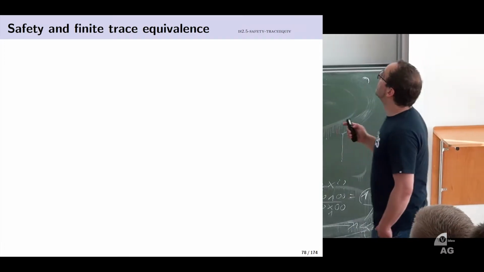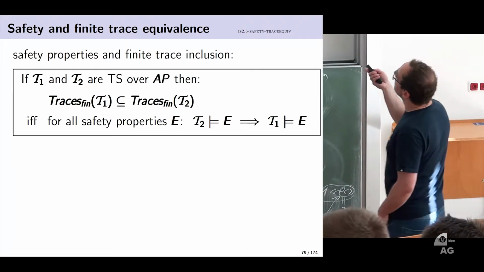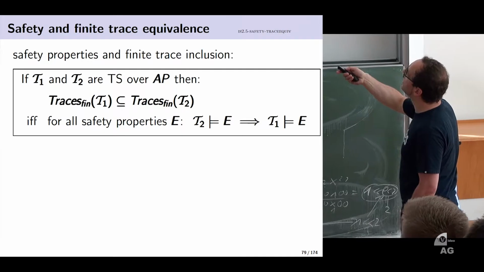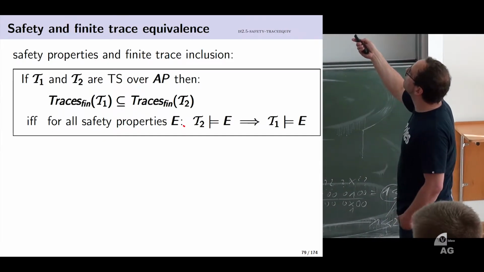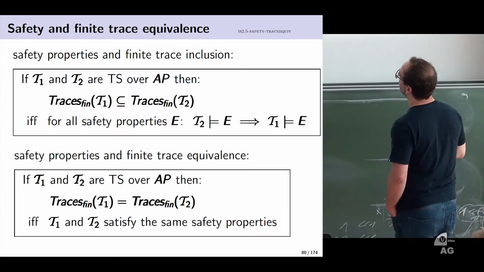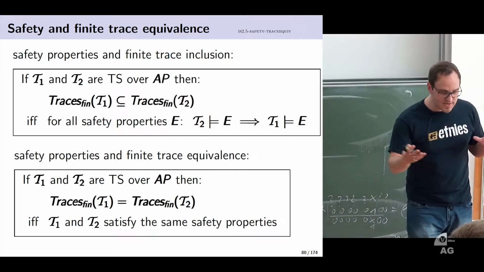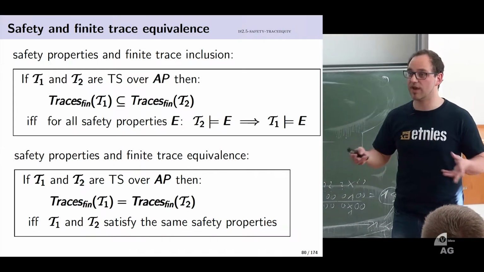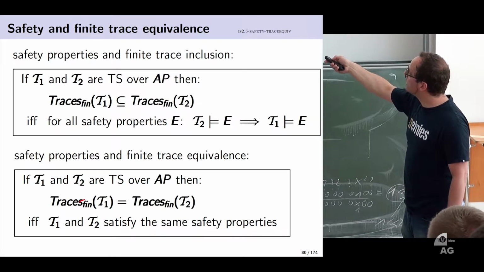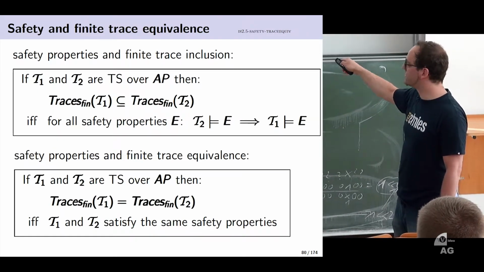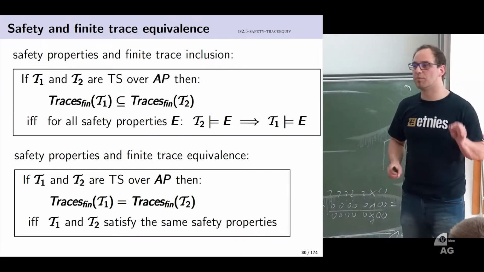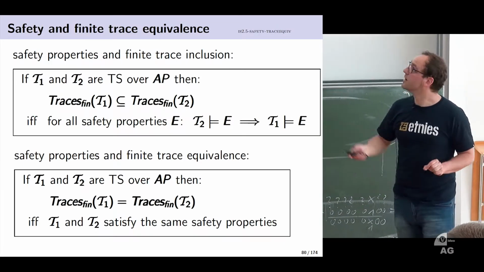So, safety and finite trace equivalence. Remember, we just showed that finite trace inclusion is the same as having that for all safety properties, if T2 satisfies the safety property, then so does T1. And just like for trace inclusion, you can lift that to trace equivalence and finite trace equivalence in this case. So if you have inclusion in both directions, so the finite traces of the two transition systems are the same, then T1 and T2 are not distinguishable by safety properties. Okay?